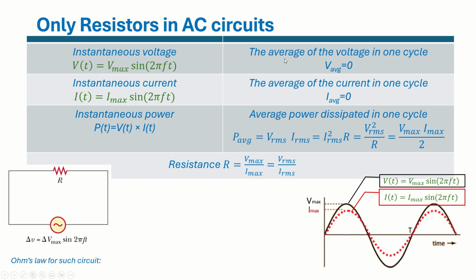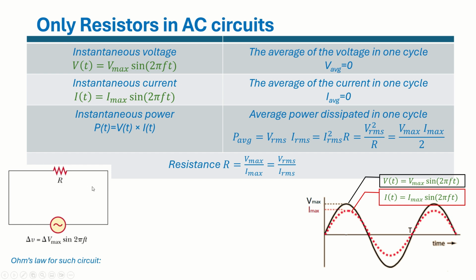Now, move on to the average voltage, average current, average power. In this AC circuit, when only a resistor is connected, the average of the voltage in one cycle becomes 0, and the average of the current also in one cycle is 0, but the average power is not 0 in one cycle. The average power is given by Vrms times Irms. We can also write it in terms of the maximum, Vmax Imax over, remember the important thing, the 2.